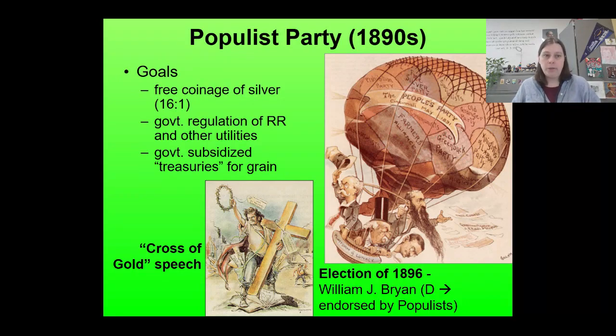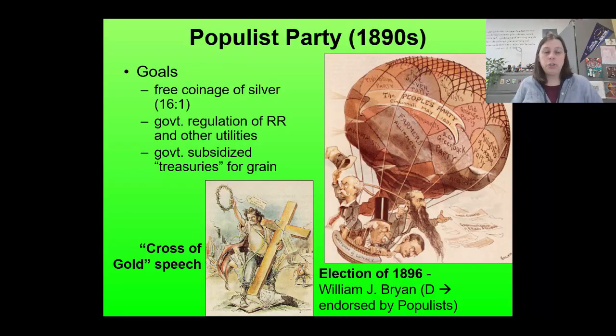And what they want the government to do is regulate railroads and utilities. They want the government to subsidize what were called treasuries for grain so that farmers could store their grain and then sell it when prices were advantageous. They wanted the government to coin more silver, meaning to make more money based on silver, which would increase our money supply. If that doesn't make a lot of sense to you, it doesn't really need to. All that you need to understand is that farmers thought that would help them get out of debt. If they increased the money supply, it would be easier to pay off their debts. Again, you don't actually need to understand the economic underpinnings.